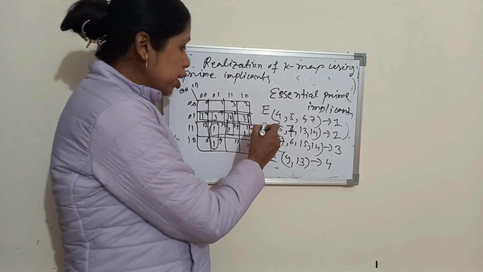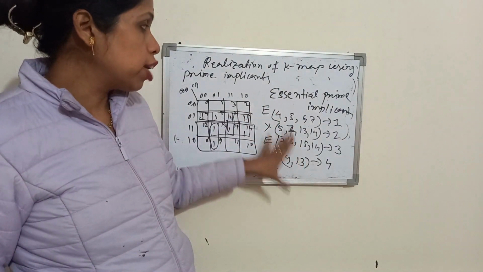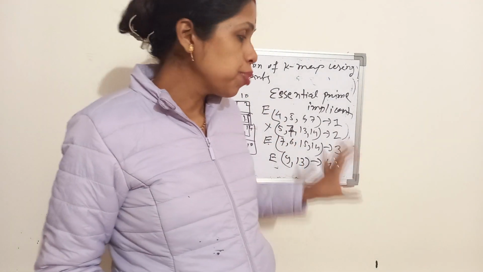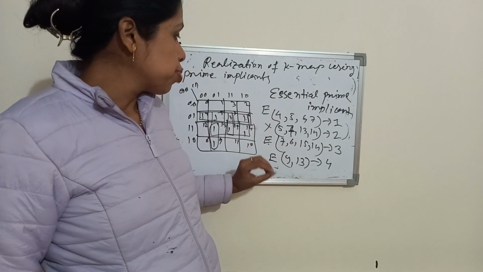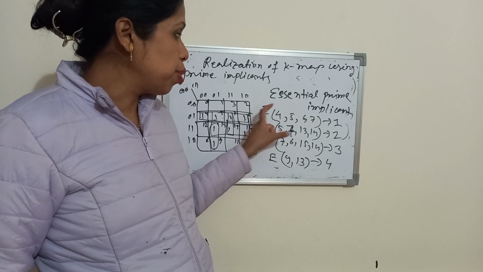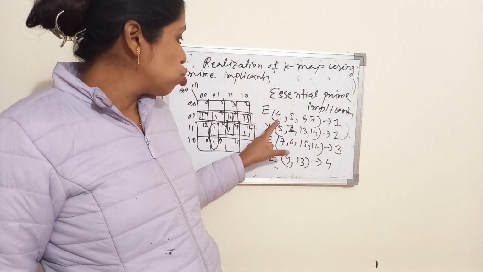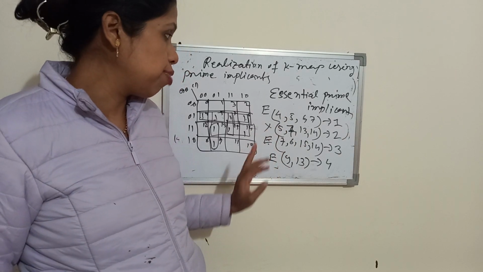So that's why it is not the essential prime implicant. First I have to create all the prime implicants. After that, I have to check each individual prime implicant. Suppose 4, 5, 6, 7, I can consider this as an essential prime implicant first.